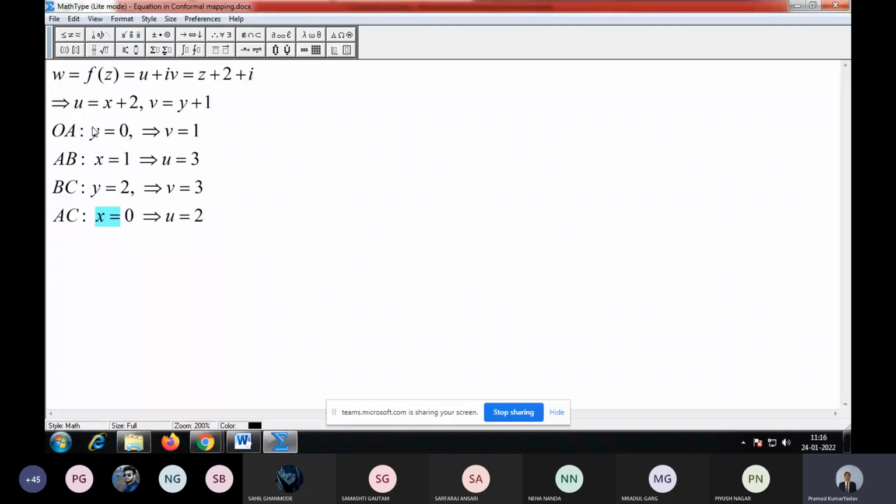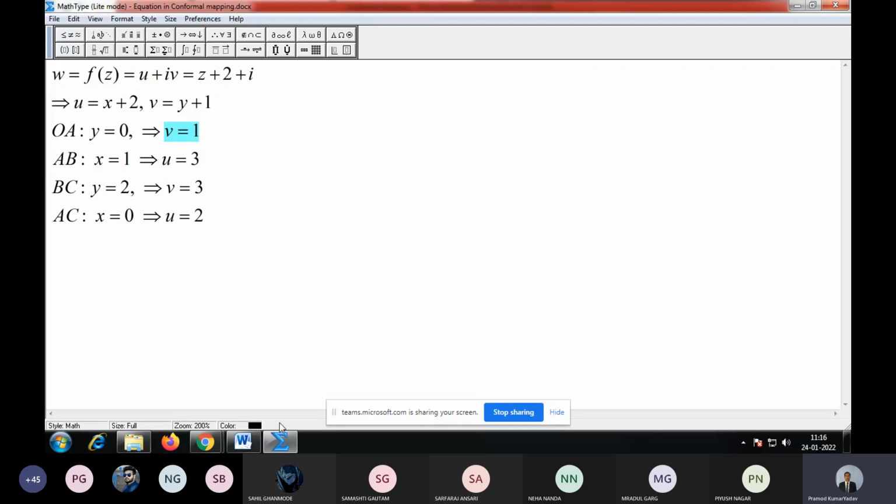So corresponding to these boundaries, we try to find the boundaries in the W plane with the help of this transformation. So u was x plus 2 and v was y plus 1. When y equal to 0, we get v equal to 1. Second, when x equal to 1, then u equal to 3. When y equal to 2, then v equal to 3. When x equal to 0, then u equal to 2. So these are the boundaries of the image in the W plane.